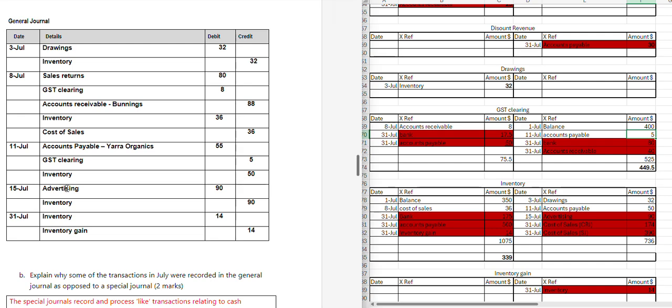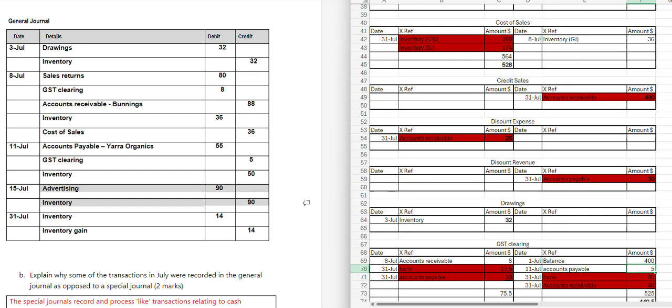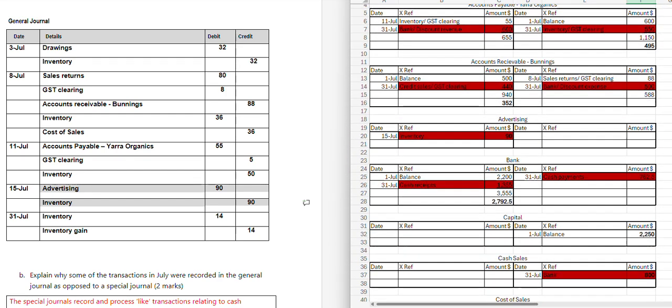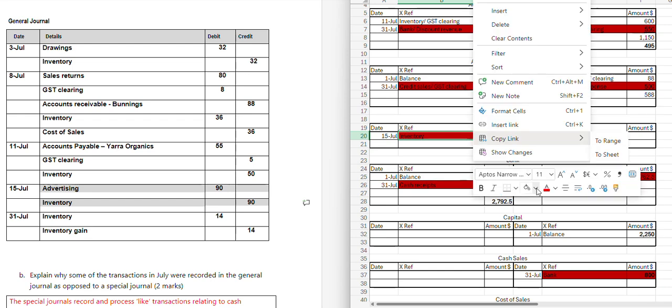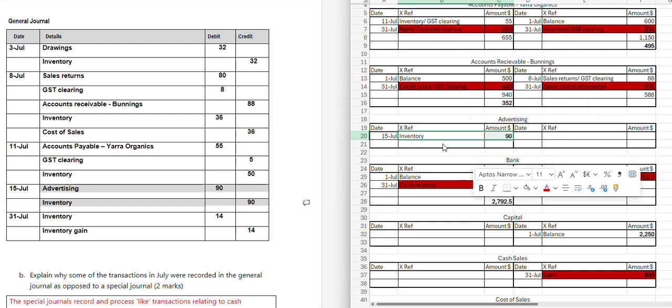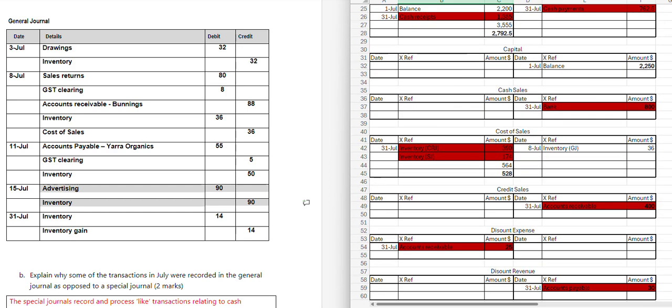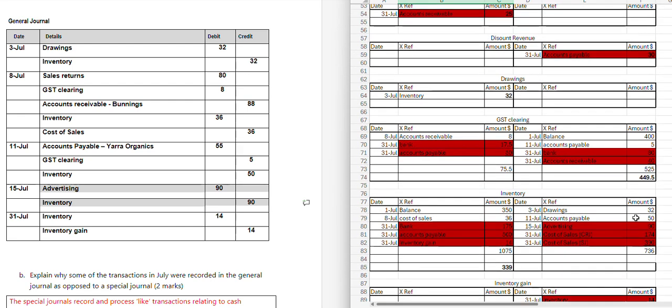On the 15th, we had some advertising of inventory because of a donation to an approved charity, a bit of PR. So expenses increasing equal a debit, and we're not going to cross-reference that with bank. We're not paying for it. We're just giving up inventory. So then we need to credit our inventory account and cross-reference that with advertising. Just remember, with cross-references, it's always got to be the title of one of these ledgers.